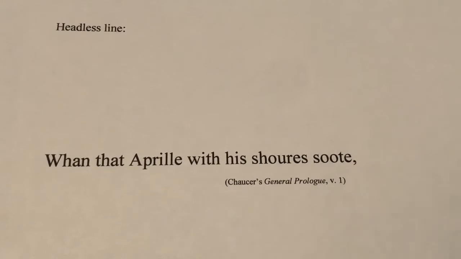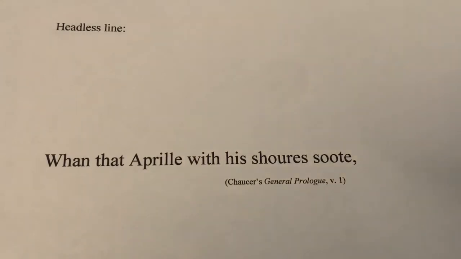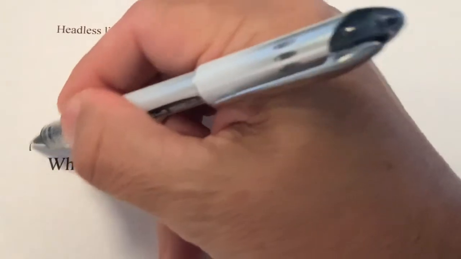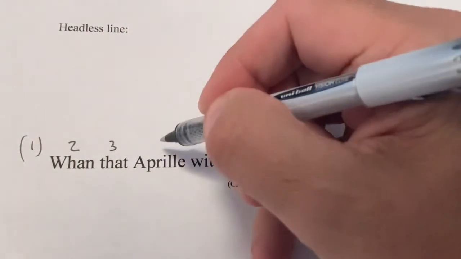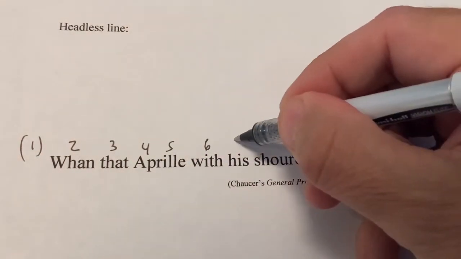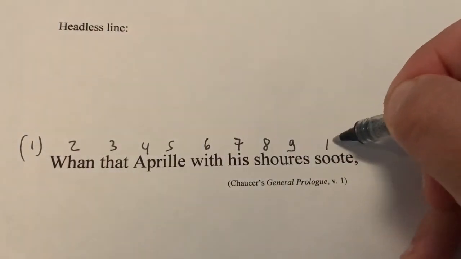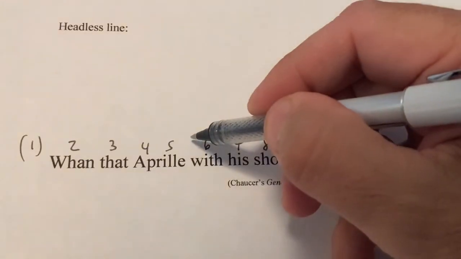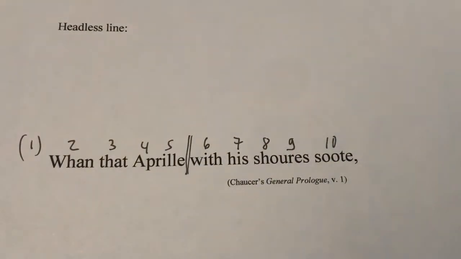We call a line that's missing its first syllable a headless line. And here's how you actually would be numbering it. You thought it was 9, but it's actually an excellent decasyllabic line. Whan that April with his showres soote. And the caesura is clearly here, right? Whan that April, with his showres soote.